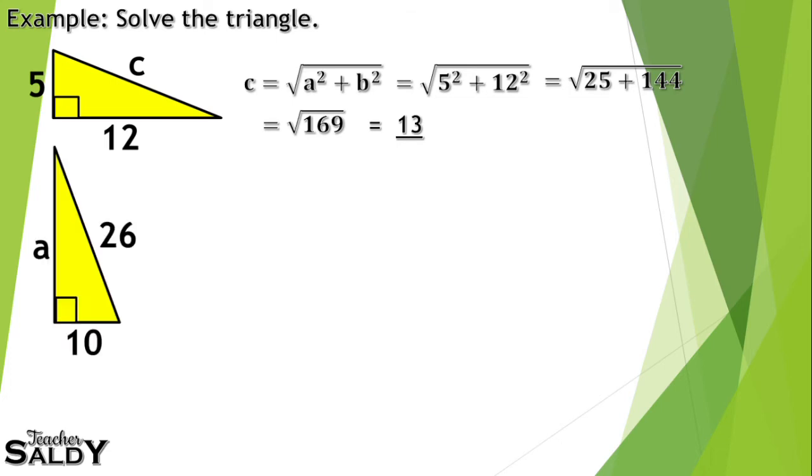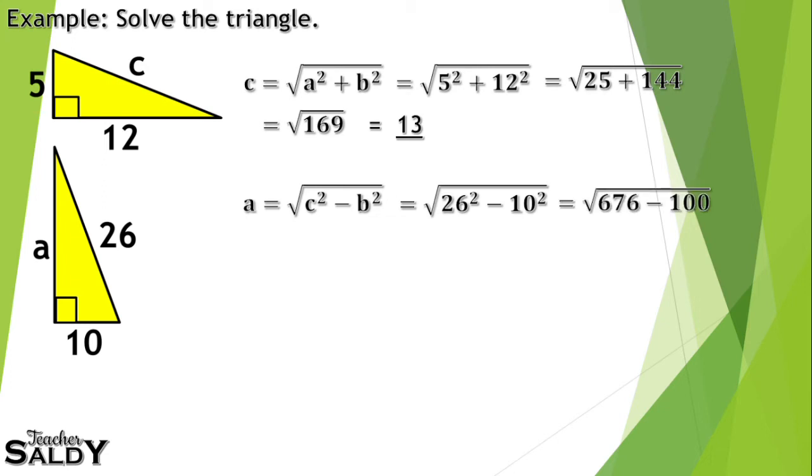Another example, how about when the height is missing? We take the formula for height, or the A is equal to square root of C squared minus B squared. Wherein C is equal to 26, or the hypotenuse, and B is equal to 10, or what we call the base. So, we have square root of 676 minus 100, which is equal to square root of 576 equals 24.